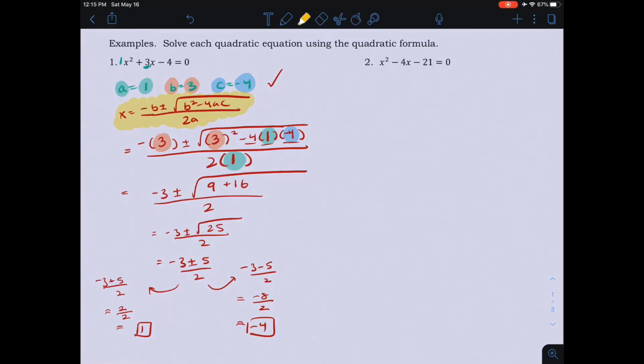If you feel ready, try number 2 on your own. And if you're not sure, you can follow along with me, okay? So at this point, I would recommend you try number 2 on your own, though.